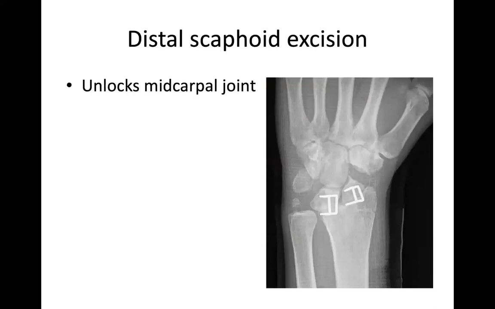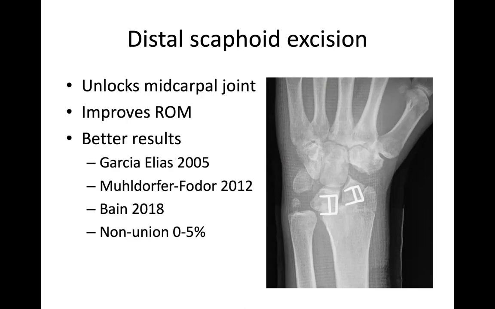So then what we started doing was excising the distal scaphoid, and then it unlocks the midcarpal joint. So now in this scenario, if you radially deviate, the scaphoid doesn't have to get out of the way because the distal scaphoid is gone. So there's a lot less torque and toggle on that fusion, and now the results are a lot better. So range of motion is a lot better, and then the non-union rate has almost disappeared to 0% in Bain's study in 2018. He had a 15-year follow-up of about 20 patients, and they had a 0% non-union.